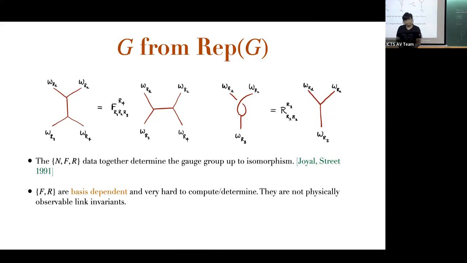Sure, but computationally speaking, suppose I choose all these bases. N everyone will agree on. F and R will be different, but there's a procedure that will give me back the group from N, F, R, without throwing away any of the data I have in my F and R. That's right. So it's also necessary. We cannot get rid of any of this data.